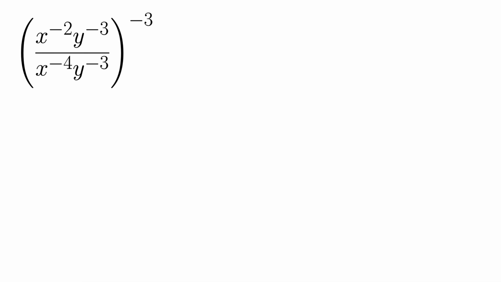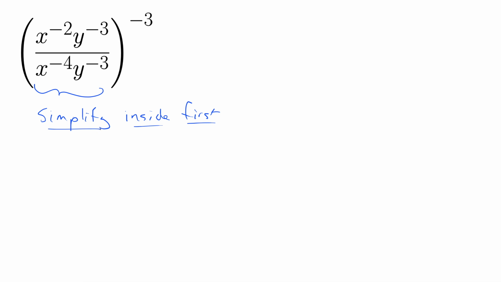In this example, we want to simplify the quantity x to the negative 2, y to the negative 3, all over x to the negative 4, y to the negative 3. That entire quantity is raised to the negative 3. And anytime you have a situation like this, where you have a bunch of stuff going on inside the parentheses raised to a power, it's always easiest to simplify inside first. Okay, simplify inside first.